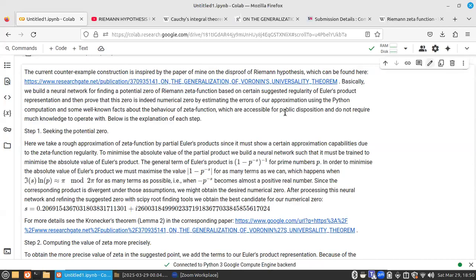Hello, everyone. You may remember my theoretical attempts to disprove the Riemann hypothesis. Actually, I've got two disproofs for this fact using the universality theory. So now I would like to present a numerical counterexample, since I know that this claim is quite controversial.